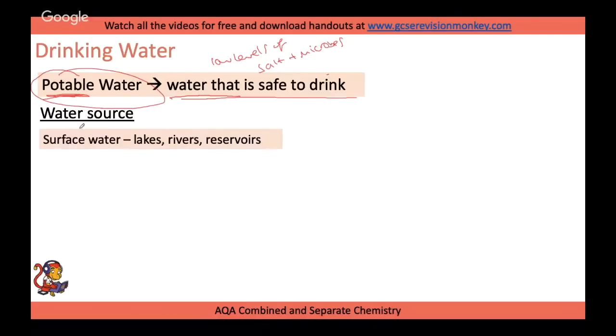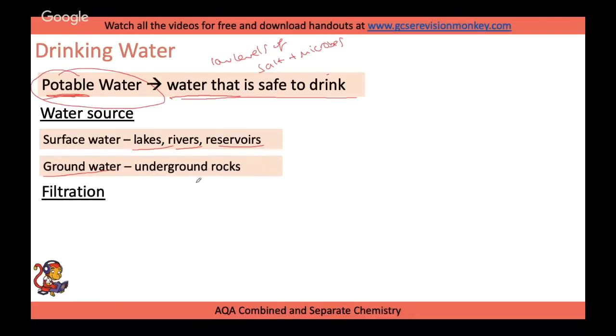Water sources. So surface water is one. In the UK, we have lots of surface water. We have lots of lakes, rivers and reservoirs to collect our fresh water, which is our rainwater, in. We could also get water from groundwater, so underground rocks where water is stored. And to make sure it is potable, we have to go through a process of filtration.